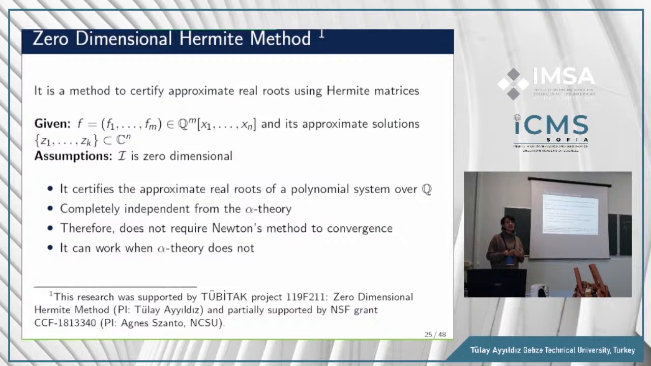So real roots are actually the ones they are interested in, the real points. This is why, after the previous project, we focused only on real roots, and then we came up with a completely different approach. It is completely independent from the alpha theory and Newton method. We don't need the convergence of Newton method, and it works in some systems when alpha theory doesn't work.